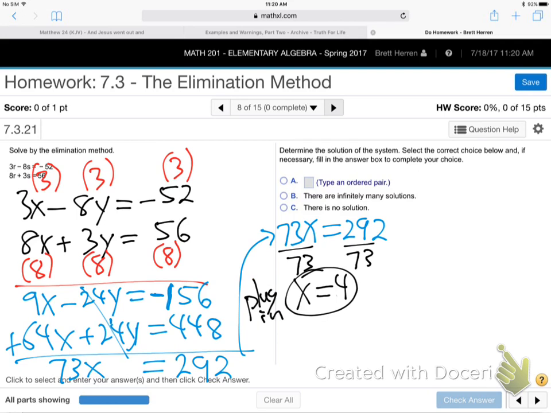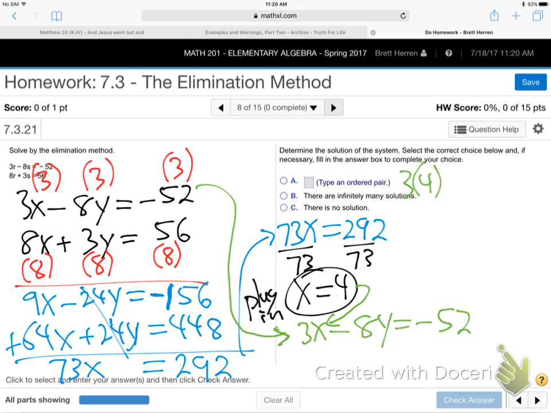So plug in x equals 4. Let me grab the first equation, as I always do: 3x minus 8y is minus 52. And then plug that in for x. I'm running out of room, so I'm going to bring it up here. 3 times 4 minus 8y is minus 52. So that's 12 minus 8y is minus 52.